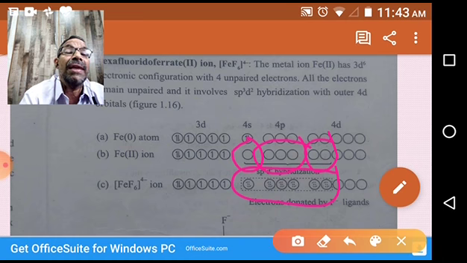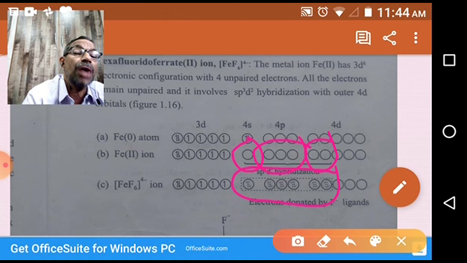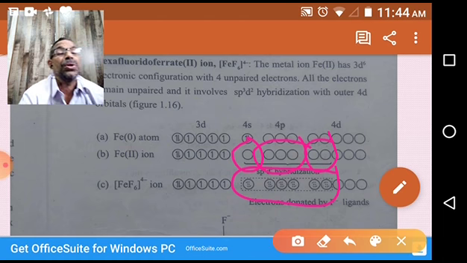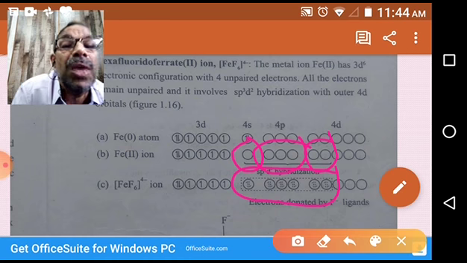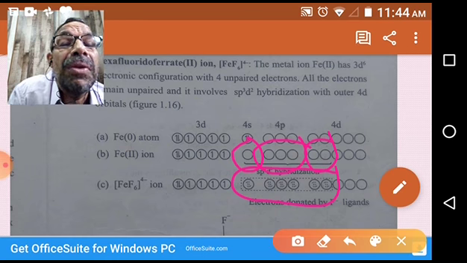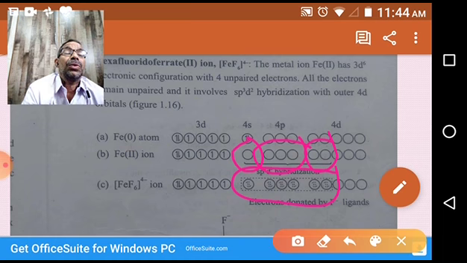So these fluoride ligands donate electrons, each fluoride donates an electron pair. That's why we are calling these ligands. So through interaction of these 6 filled orbitals of 6 ligands with the sp3d2 hybrid orbitals of iron 2, 6 bonds are formed. Due to this sp3d2 hybridization, this complex also exhibits octahedral geometry. So the shape of the complex is octahedral.